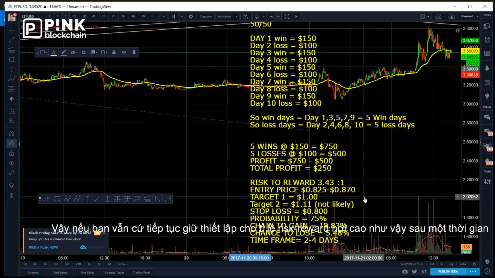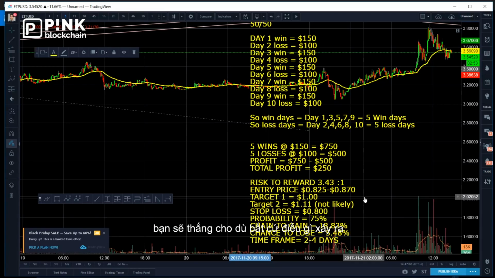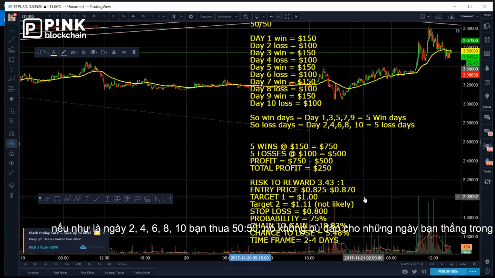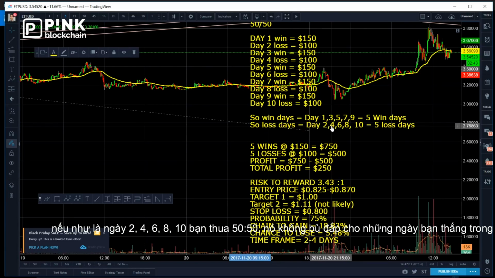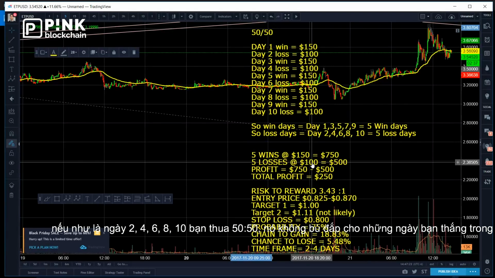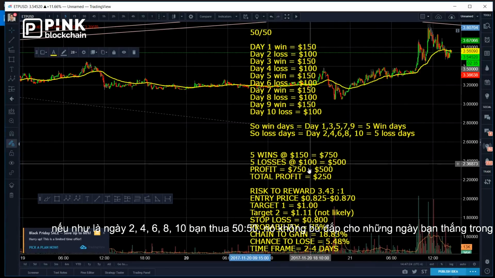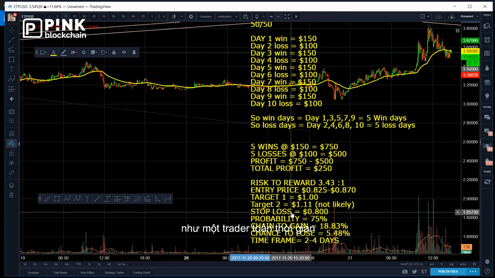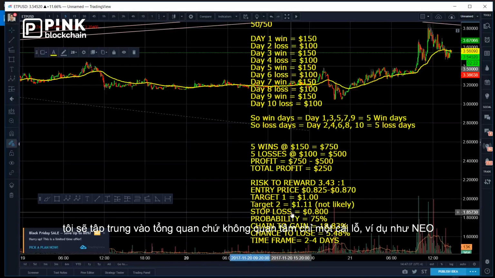So if you keep taking a fairly high risk to reward setup, over time, you will win no matter what, guys. And that is why I always tell people that the one trade does not matter if you lose. On days 2, 4, 6, and 8, you lose, but it doesn't make up for the days that you won. The days that you have won will entirely make up for the days that you have lost. So as a trader who does this full time, what I focus on is making sure I win over time.